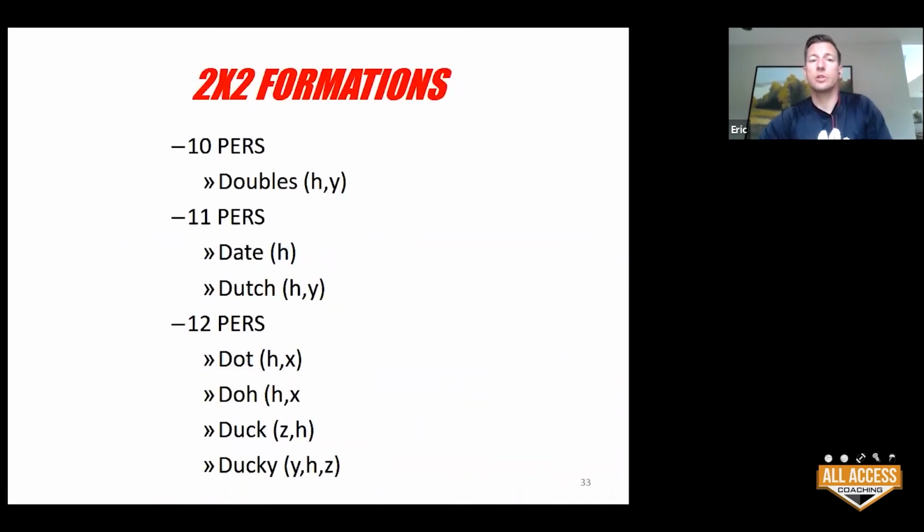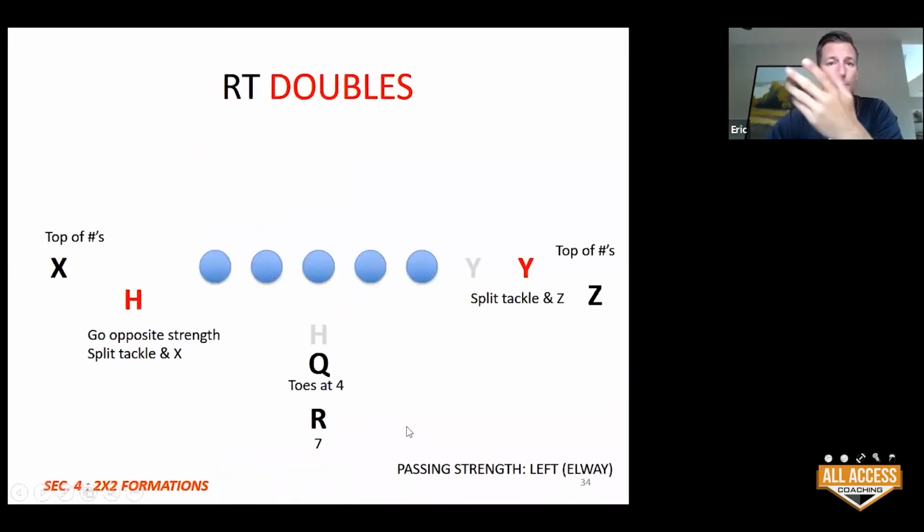we're going to go, here's all our 2x2 formations. So 10 personnel, obviously 4 receivers on the field, doubles 2x2. Then we have 11 personnel is date with the tight end. Dutch date is doubles with the tight end. Dutch is doubles with an H. And I'll go on down through the list. So doubles 2x2 open. All right.